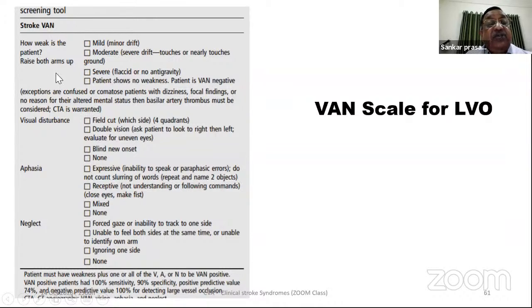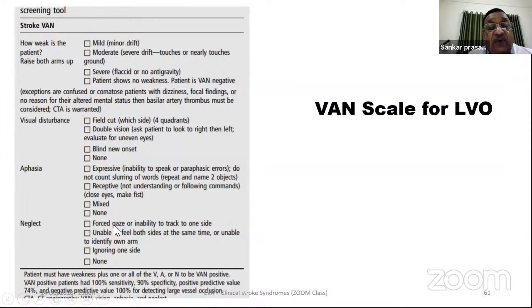and when a person is weak, how weak is the patient? You make him raise both the arms up. It is a minor drift, severe drift, or flaccid. And if the patient shows no weakness, then VAN is negative. If there is weakness, then you look for the field cut, which side the visual problem is on. Is there any double vision? Is he blind? And then also you look for aphasia, whether comprehension is present, whether fluency is present, and whether it is mixed or none.